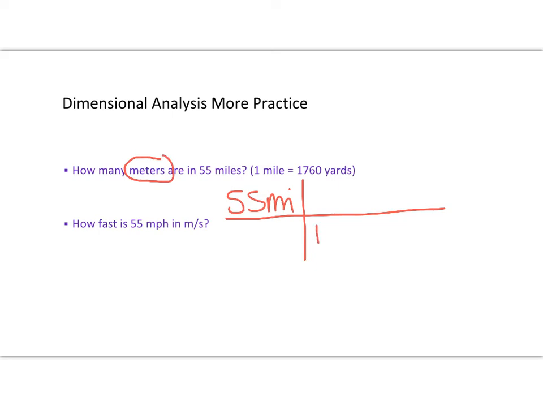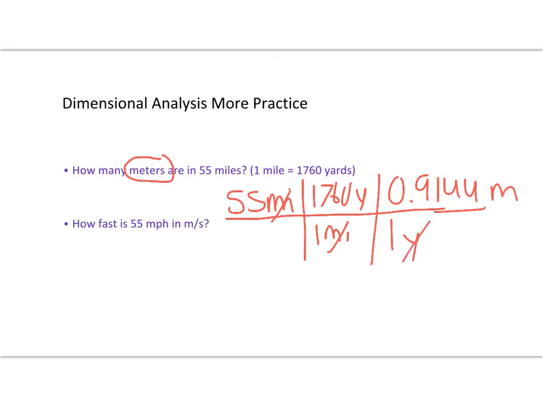So in 1 mile, there are 1760 yards, okay? So at this point, I'm not done. I need to convert my yards to my meters, okay? So in 1 yard, I have 0.9144 meters. Remember, with these conversion factors, like I said earlier, we'll be giving you a list of them, and you can always look them up if you're not sure.